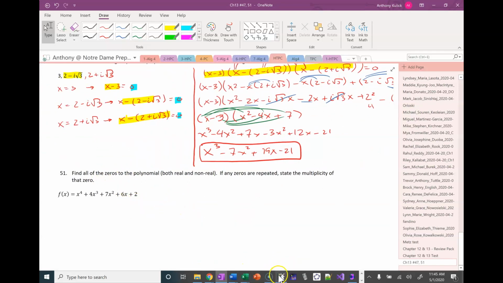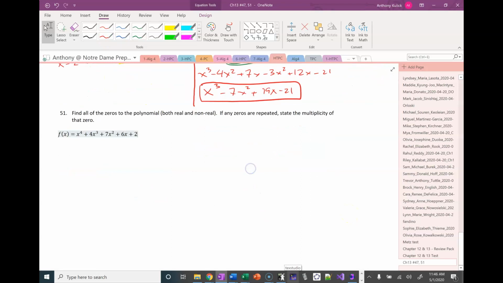For number 51, what we're asked to do is to find all the zeros for the polynomial, both real and non-real, and if any zeros are repeated, to state the multiplicity. So I'm going to start by looking at my possible rational solutions. To find those, I'm going to look at all the factors of the constant term, which is 2, divided by all the factors of the leading coefficient, which is 1. So that's just plus or minus 1 and plus or minus 2. The only factors of 2 are 1 and 2.